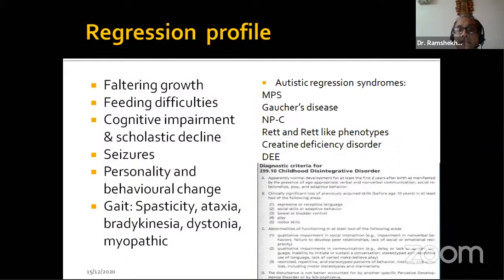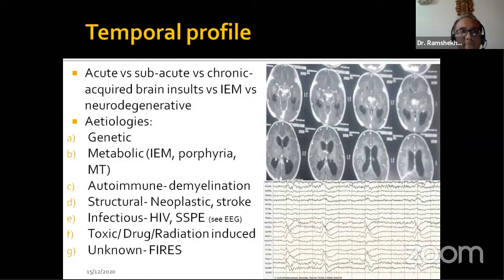But certain genetic conditions, as you are aware, like Rett syndrome and Rett-like phenotypes like CDKL5 and FOXG1, can present with autistic regression syndromes on a background history of seizures. But more importantly, you have a certain subset of conditions directly linked to epilepsy, that is developmental epileptic encephalopathies, the recognition of which and early treatment of which can reverse the autistic regression pattern.